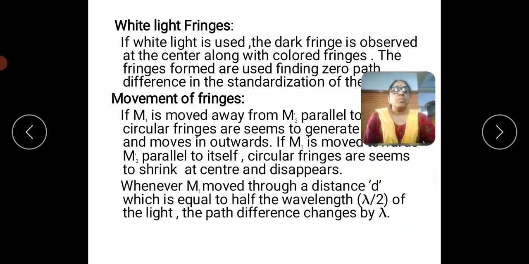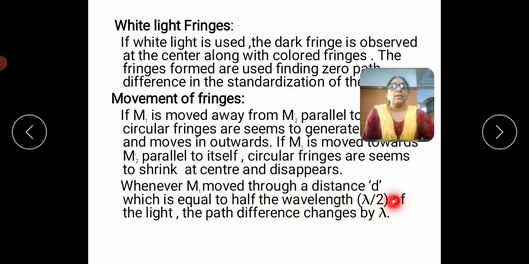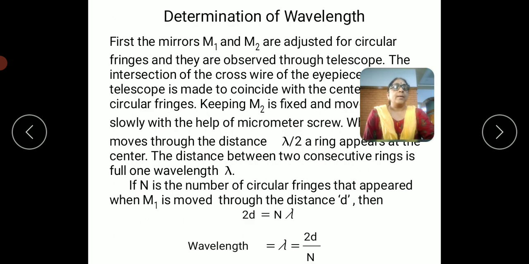Whenever M1 is moved through a distance d equal to half the wavelength of the light, the path difference between S1 and S2 is equal to lambda.